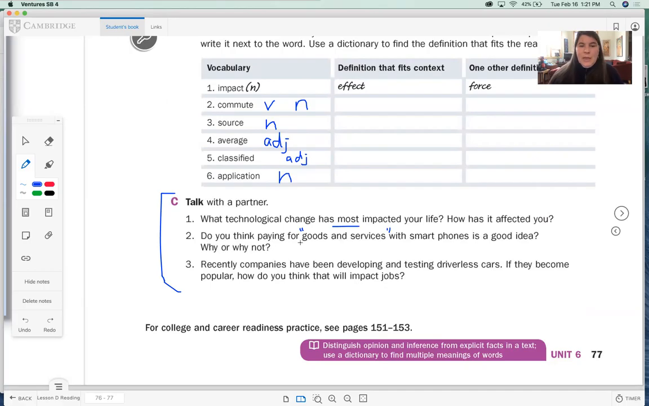Sorry. So do you think paying for goods and services with smartphones is a good idea? Why or why not? Do you ever use your smartphone to pay for groceries? And then recently, companies have been developing and testing driverless cars. Less means no drivers, cars without drivers. If they become popular, how do you think that will impact jobs? Whose jobs? And how do you think it will impact safety? Do you feel comfortable in a driverless car?